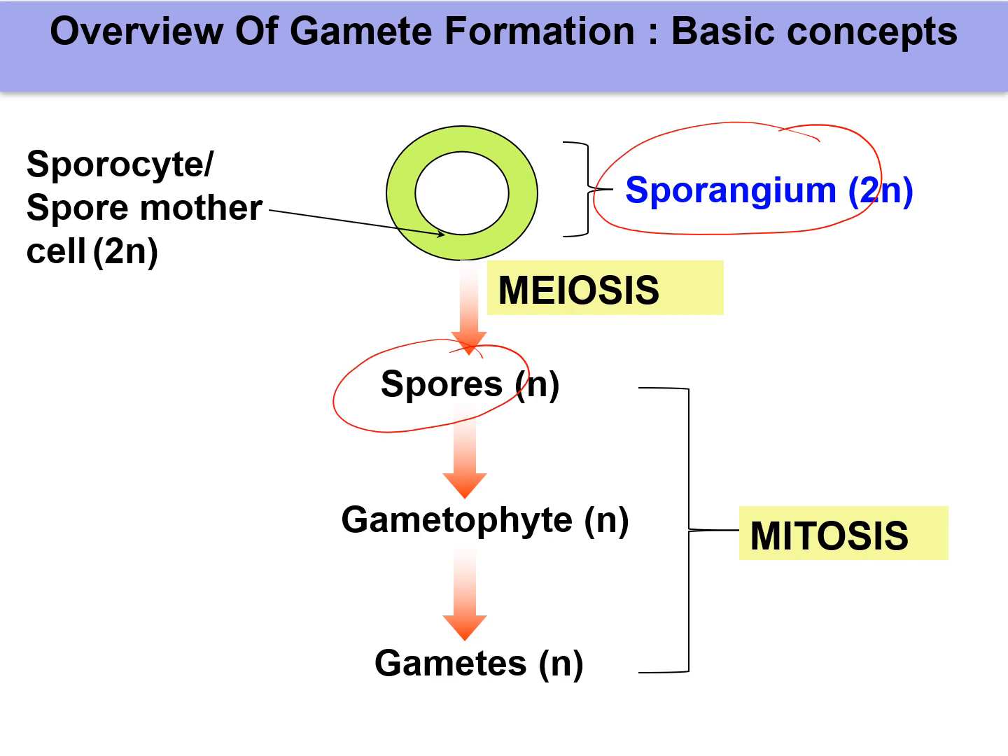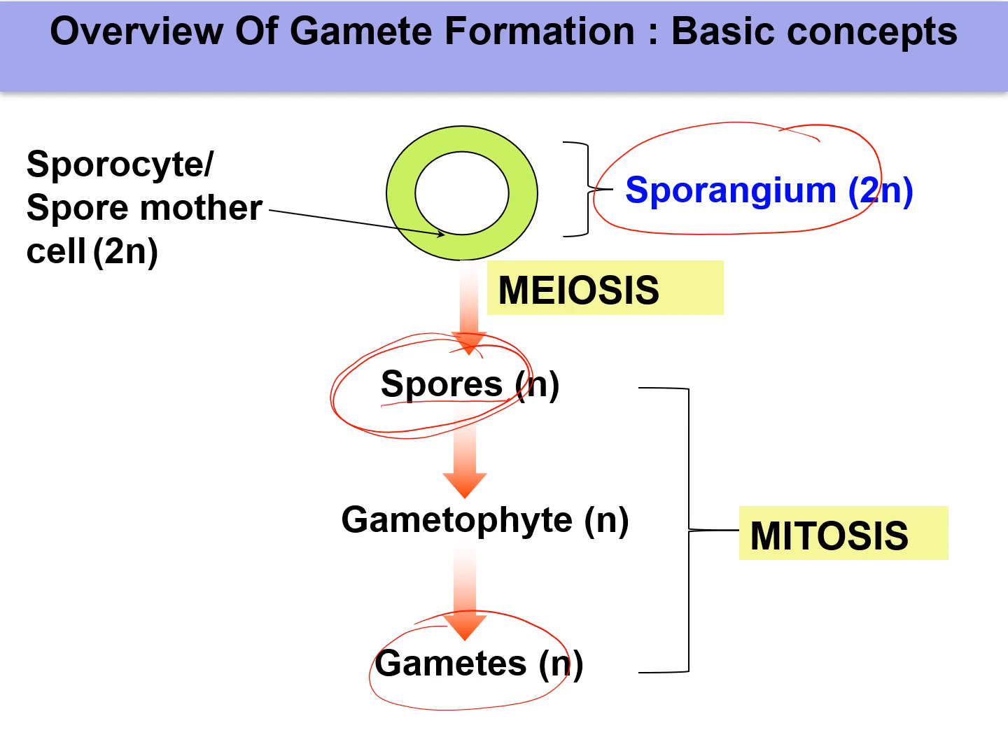So in female, the megaspore will undergo mitosis, and then one of the megaspores will develop into gametophyte, undergoing mitosis 3 times, and it will produce gametes. Okay, 8 nuclei. While in the male reproductive system, the microsporocyte will undergo meiosis and produce microspores.